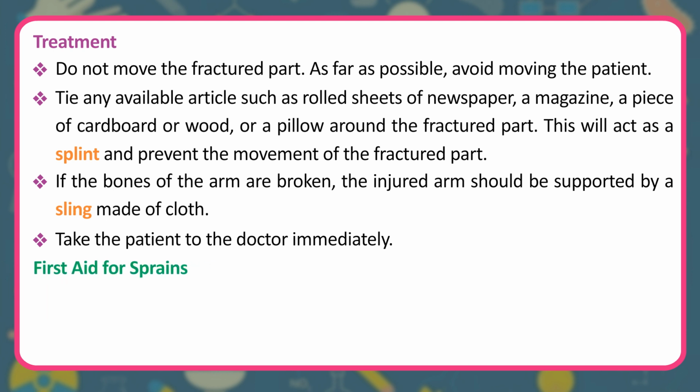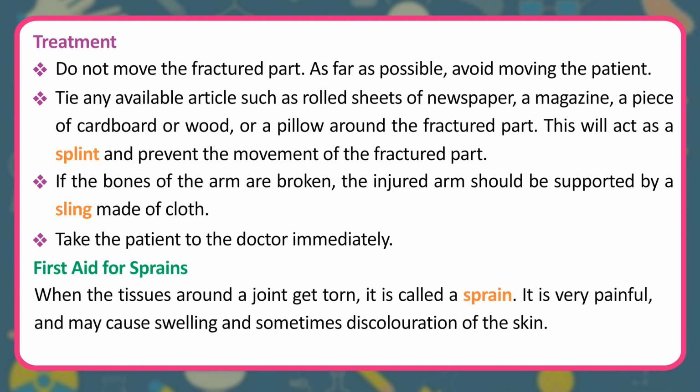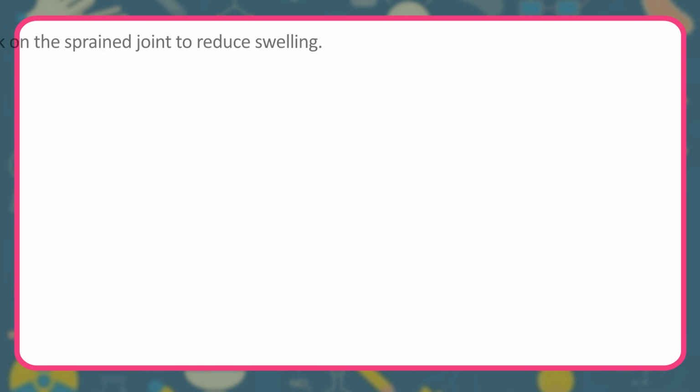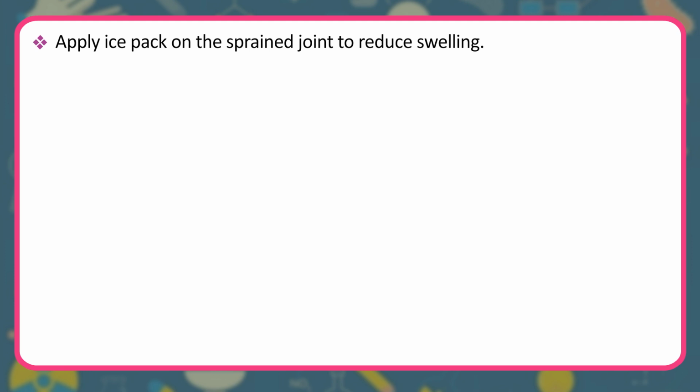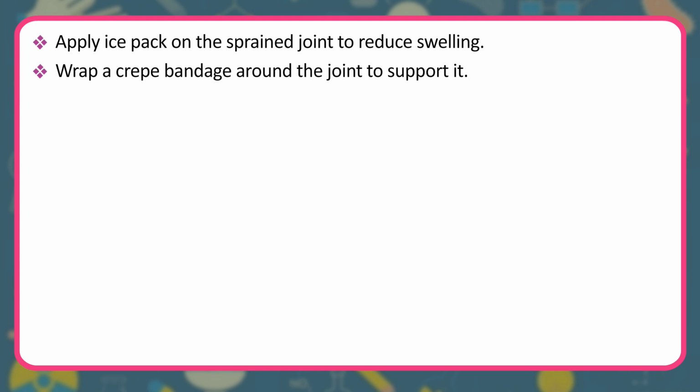First aid for sprains. When the tissues around a joint get torn, it is called a sprain. It is very painful and may cause swelling and sometimes discoloration of the skin. Apply an ice pack on the sprained joint to reduce swelling. Wrap a crepe bandage around the joint to support it.